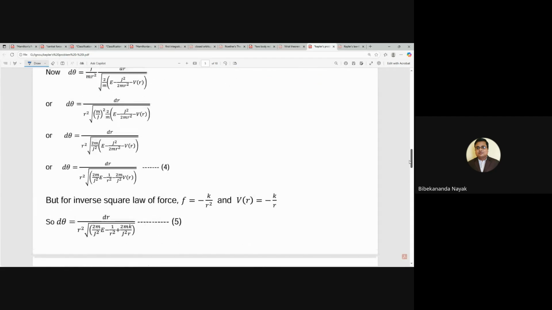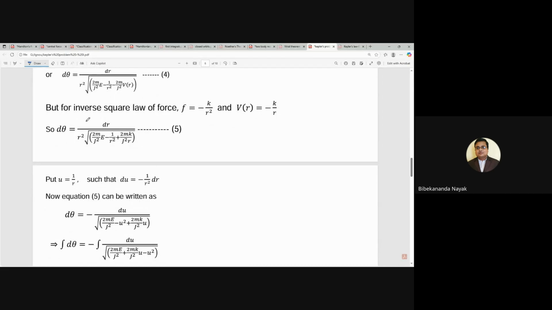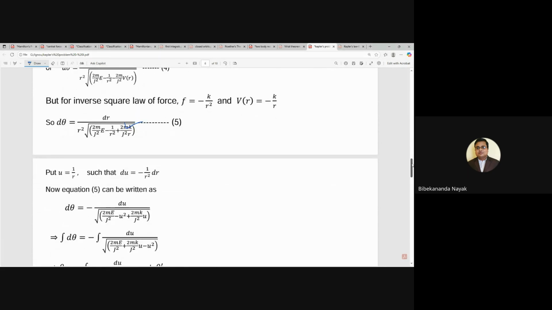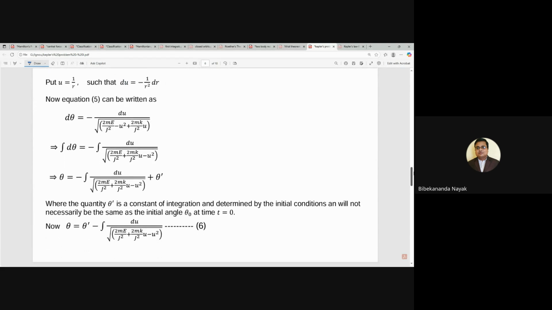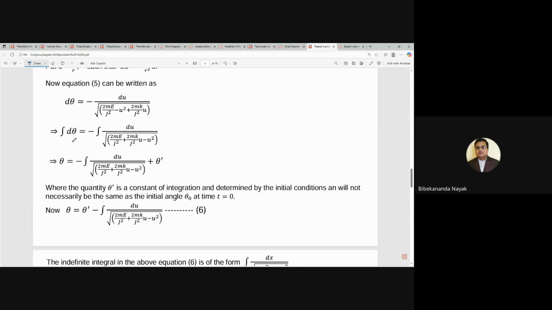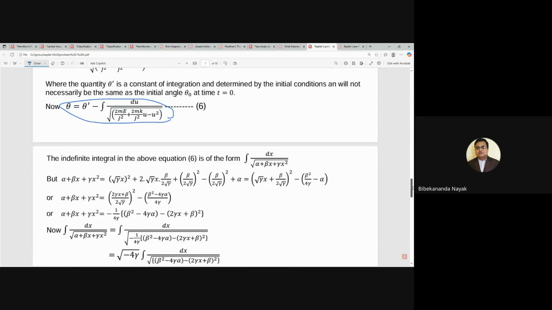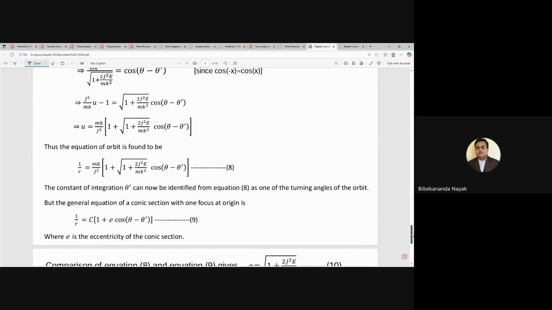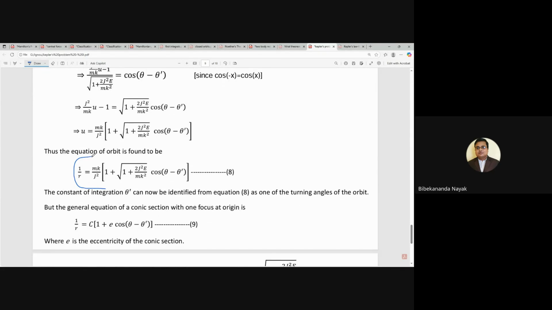Okay, you get this equation for d theta. I'm not going into details because all are given here. You only need to do the mathematics. Generally, in a question, long derivations are not asked. So integrating d theta, you get theta minus theta prime. Putting this solution, you get the mathematical expressions already done here. For 1 by r, we got this expression finally. This 1 by r represents the equation of the orbit.